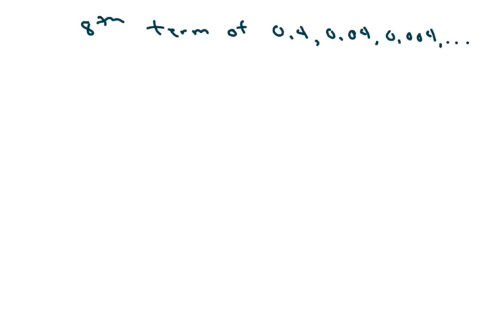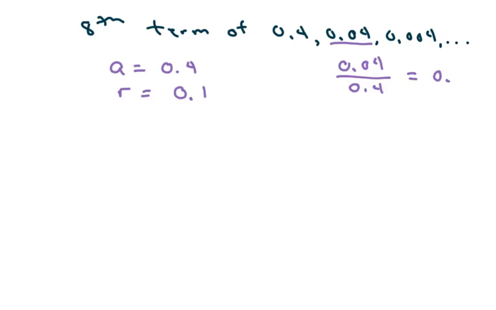Got 2 more. The 8th term of this one. Our a is 0.4. Our r is going to be 0.1. You just take 0.04 divided by 0.4, and you get 0.1. You can use the calculator, or you can put it in fraction form, and it comes out pretty nice.